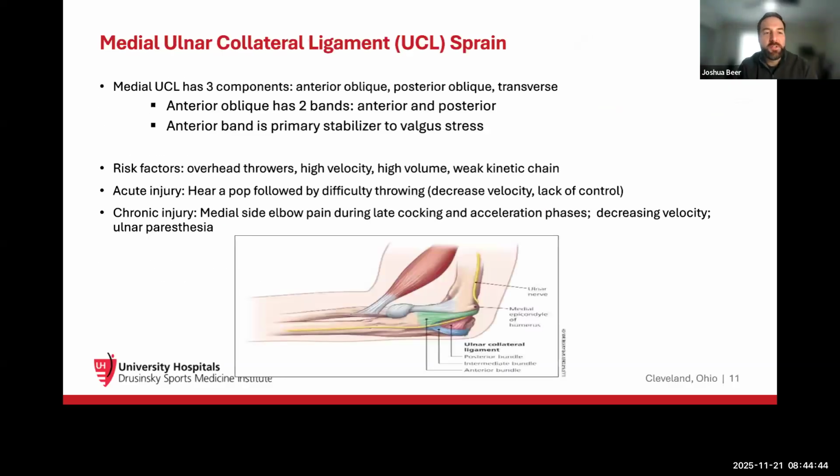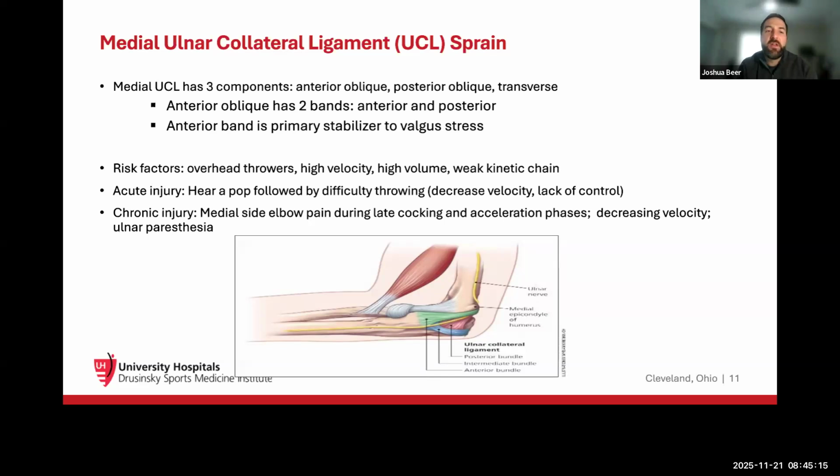Moving on with the UCL sprain. As mentioned, on the medial complex, there's an anterior band, a posterior band, and a transverse band. And the anterior band then splits into an anterior and posterior, with the anterior band of the anterior oblique ligament being the most important one from a physiological standpoint, as the primary stabilizer to valgus stress. And this is what's typically torn when someone has this particular injury.